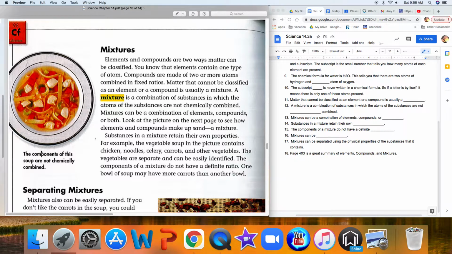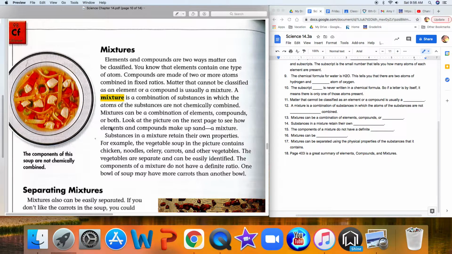Another important truth that they're going to spell out to you using this little analogy here: substances in a mixture retain their own properties. For example, the vegetable soup in the picture contains chicken, noodles, celery, carrots, other vegetables. The vegetables are separate and can be easily identified. The components of a mixture do not have a definite ratio. One bowl of soup may have more carrots than the other bowl.